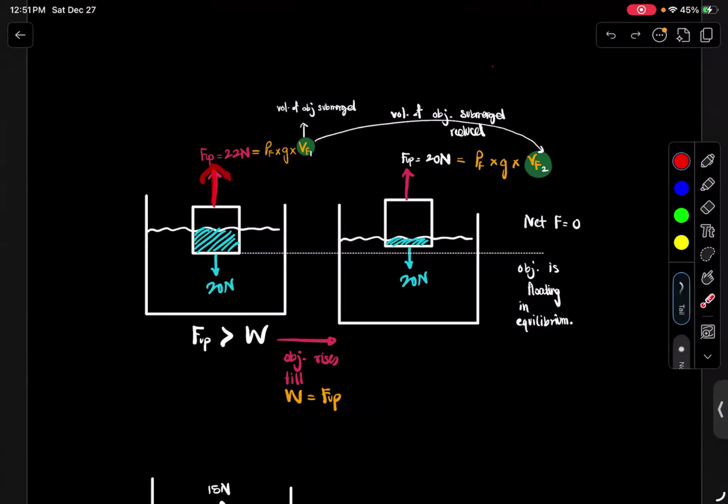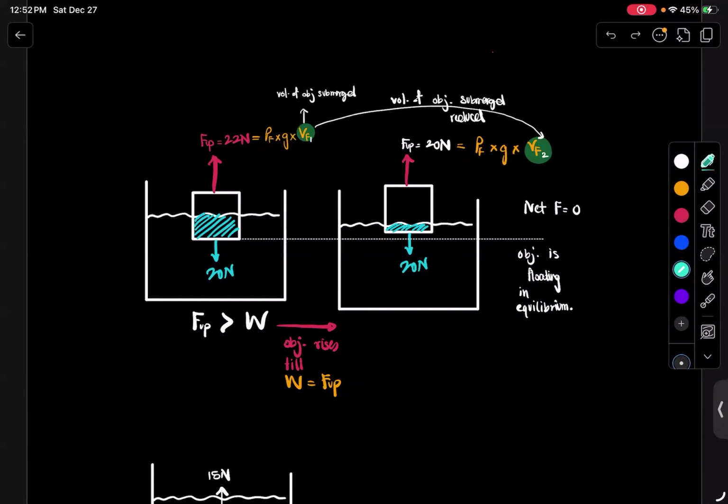If, for example, the F upthrust is too high, then the block is going to rise and reduce the volume that was immersed, to reduce the F upthrust on it. Because right now it's upwards 22 newtons, downwards 20 newtons. Now, because there is an upwards resultant force, the block is going to rise, to reduce the volume of the object that was submerged. And then, again, at some point, upthrust is equal to the weight again. Okay. So, of course, we reduce the upthrust by reducing the volume of the object submerged. It rose a little bit to the top.